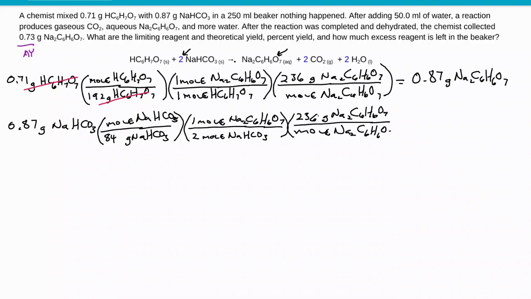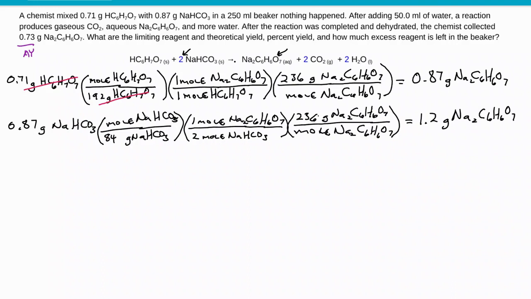So again, whatever unit's on top, put it on the bottom. I did not change from that. So plugging this into our calculator, we're going to find out that this will produce 1.2 grams. Did I say 1.27? I'm sorry, I meant 1.2 grams of Na2C6H6O7. Now we have something here.